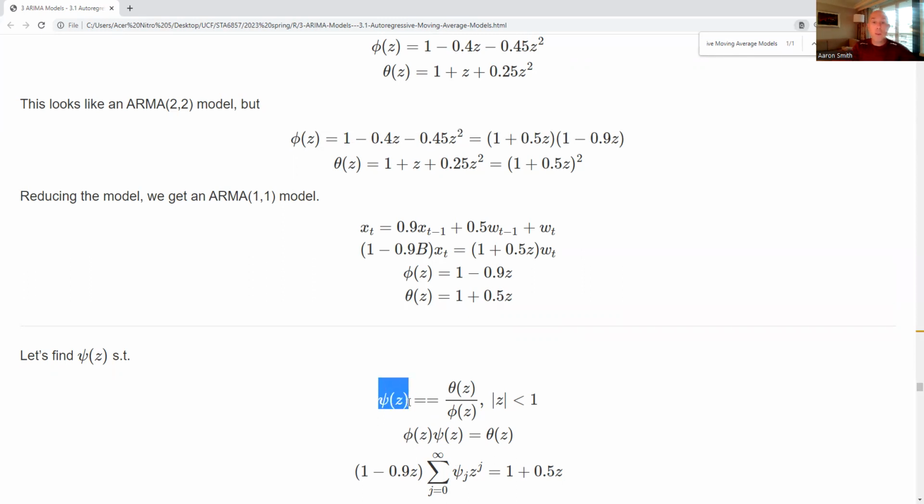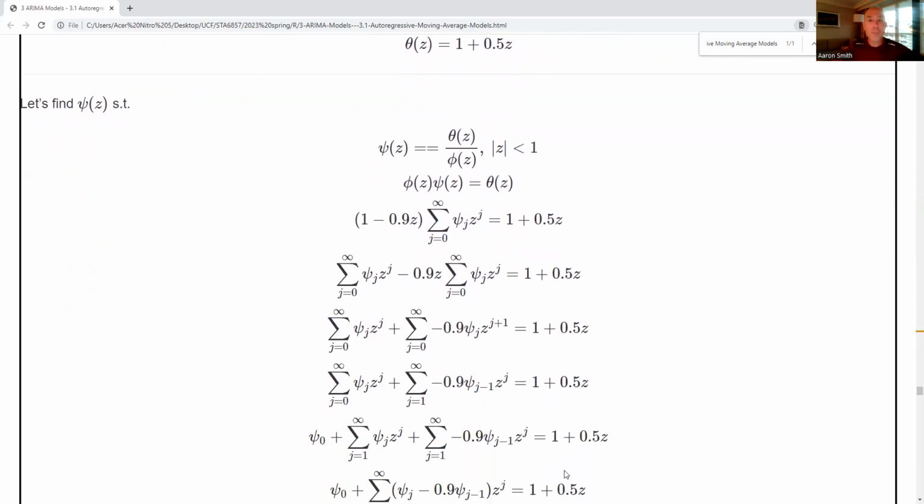So what I'm going to do, I'm going to set psi of z. Remember that there's infinitely many terms. It is a series. I'm going to say that is equal to theta divided by phi, multiply both sides by phi, and replace psi for its series representation here. Now, what I'm going to do with this equation, it's beautiful. I'm just going to go through, do the college algebra on the left, and I'm going to start matching exponents on z. And that's how I'm going to find the coefficients of psi. All right, so now I'm going to take this 1 minus 0.9z, multiply both sides, multiply.